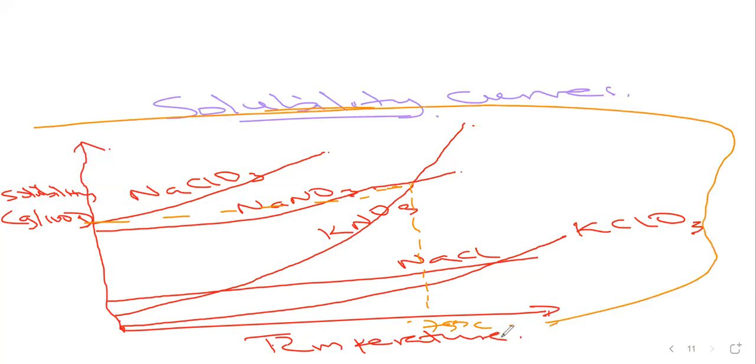In case you're asked. Salts whose solubility decreases with increase in temperature, such as anhydrous sodium sulfate. If I were to plot a graph of anhydrous sodium sulfate here, you'll find that its solubility decreases with the increase in temperature. It would move like that. So as the temperature increases, its solubility decreases.